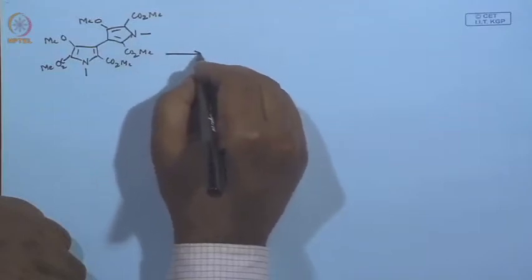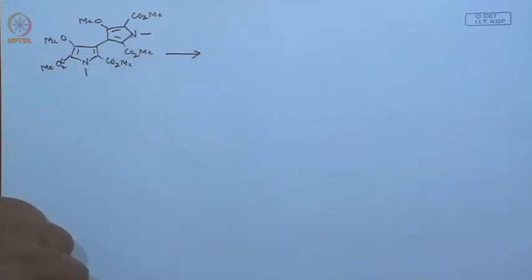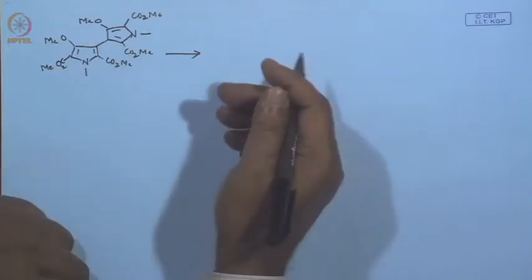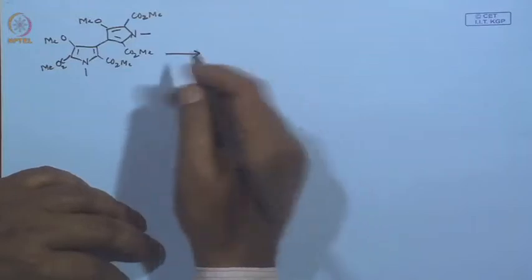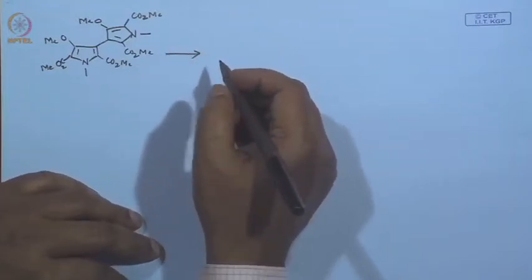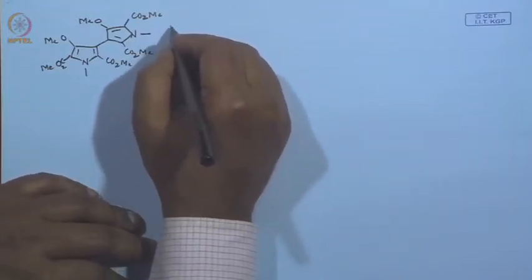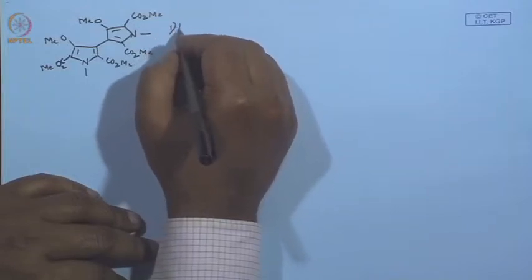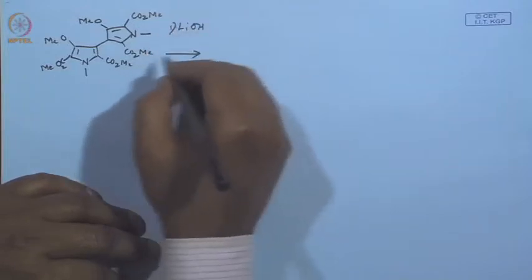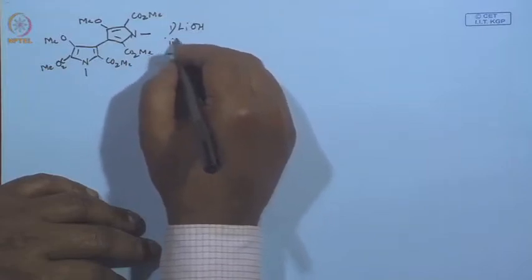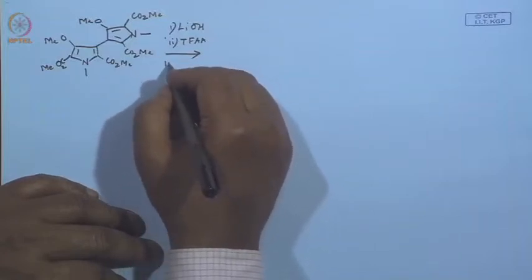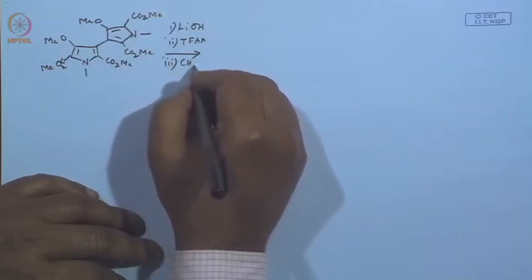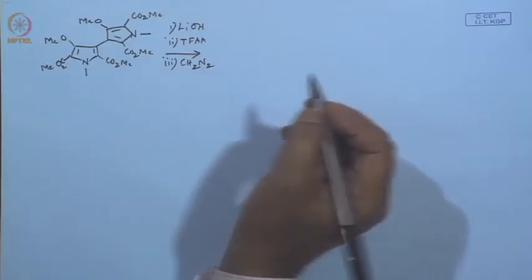So, this is a dipyrrolic molecule, and there are molecules which are natural products and also contain these 2 pyrrole units. Now, we perform a sequence of reactions. First is lithium hydroxide, and then trifluoroacetic acid, and the third one is diazomethane. So, what do we expect? This is basically the preparation of the starting material.